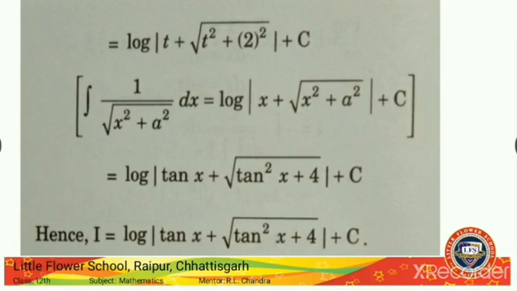Is equal to log absolute value of t plus root t square plus 2 square plus c, by using this formula: integration 1 upon root x square plus a square is equal to log mod of x plus root x square plus a square plus c. Substitute the value of t: log absolute value of tan x plus root tan square x plus 4 plus c. This is our required integration.